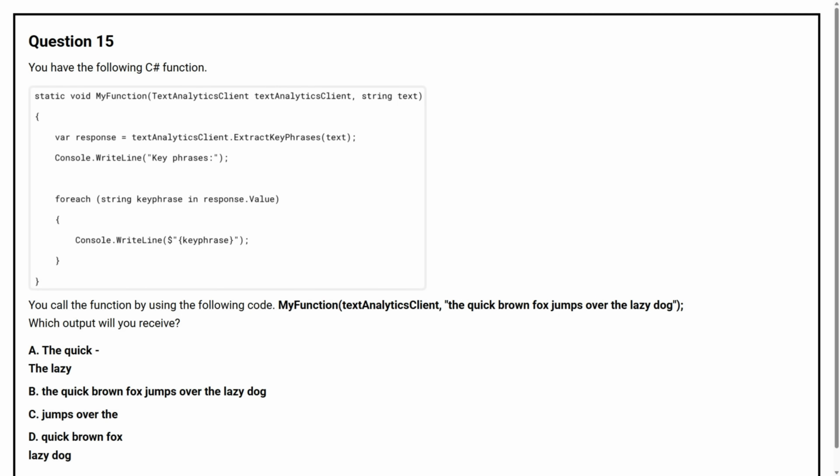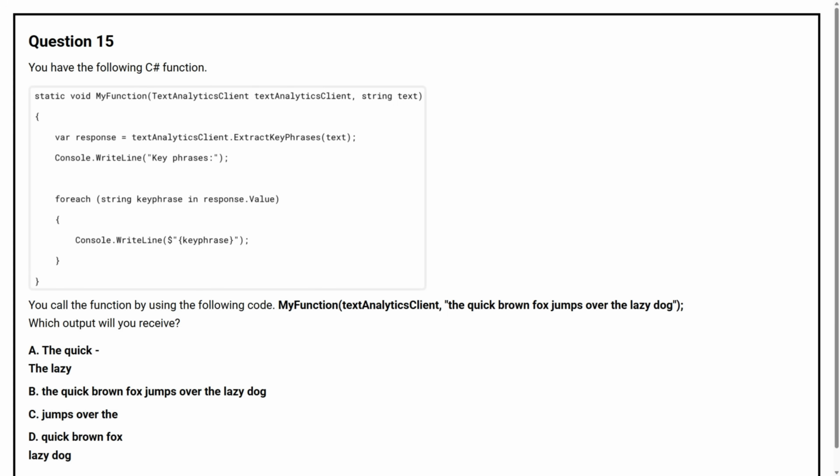Question number 15. You have the following C# function. You call the function by using the following code: MyFunction(textAnalyticsClient, "The quick brown fox jumps over the lazy dog"). Which output will you receive?